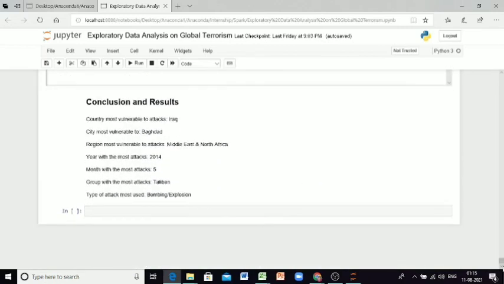And the conclusion we are getting is that the most affected country is Iraq, the affected city is Baghdad, and the region which is vulnerable to attack is Middle East and North Africa, and the year which is most affected is 2014, and the group involved in the terrorist activity is Taliban.